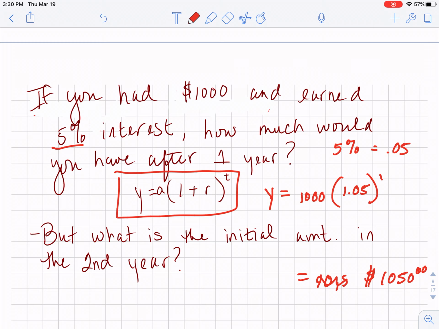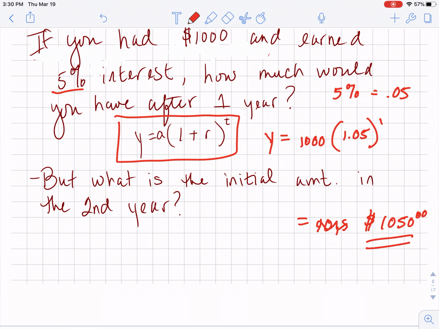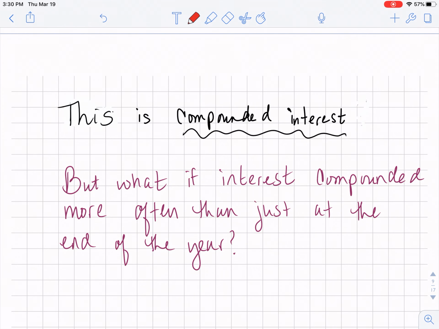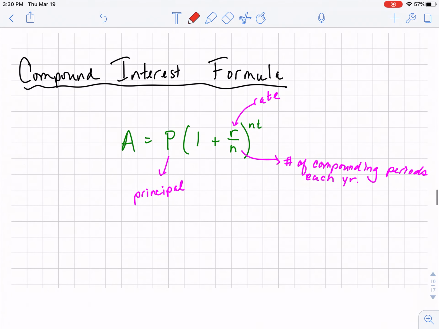So in the following year, think about it. In that next year, now my initial amount is going to be $1,050. Okay, so this is something called compounded interest. If that interest, in other words, now that $50 that you just earned is going to earn more interest in the following year. So for compounded interest, we have to use a different formula. Here is your formula for it. It is A is equal to P times (1 plus r divided by n) to the nt. All right, here's the deal. P is the principal, meaning the original amount.